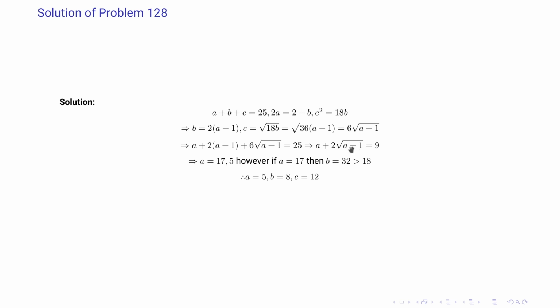So from this you can take a this side and then square both sides and solve the quadratic equation. You will obtain two values of a, 17 and 5. However, if a is 17, then b becomes 32, which is greater than 18. But the numbers are between 2 and 18, so this cannot be the solution. So a must be equal to 5. If a is equal to 5, b will be 2 into 5 minus 1, that is 8. And c would be square root of 18 into 8, that is square root of 144, that is 12.